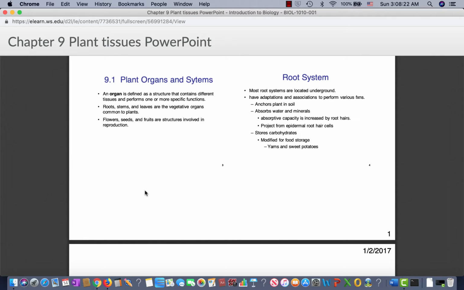The root system is generally located underground. There are some plants that have roots that hold them up in the air so they can survive brackish water coming into marshes. But for the most part, their job is to anchor the plant in the soil and absorb water and minerals. The absorptive capacity is increased by root hairs, which basically function to increase the surface area. These are epidermal projections from the root itself. You can also modify roots to store food, so things like yams and sweet potatoes.